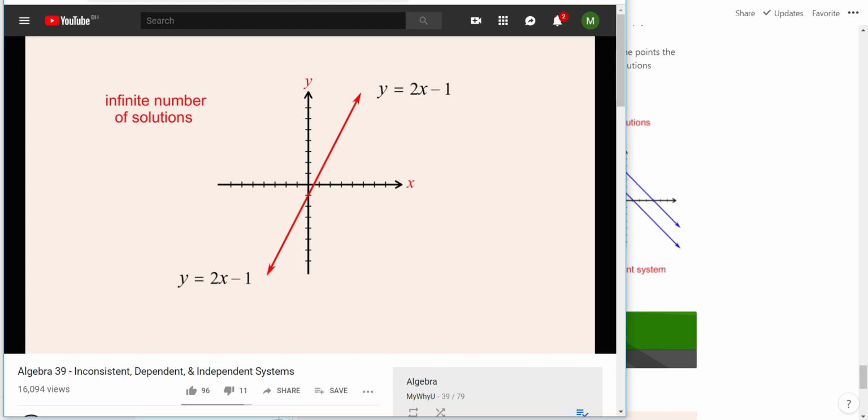Since the system has one or more solutions, it is consistent. And since both equations describe the same line, the equations are dependent.